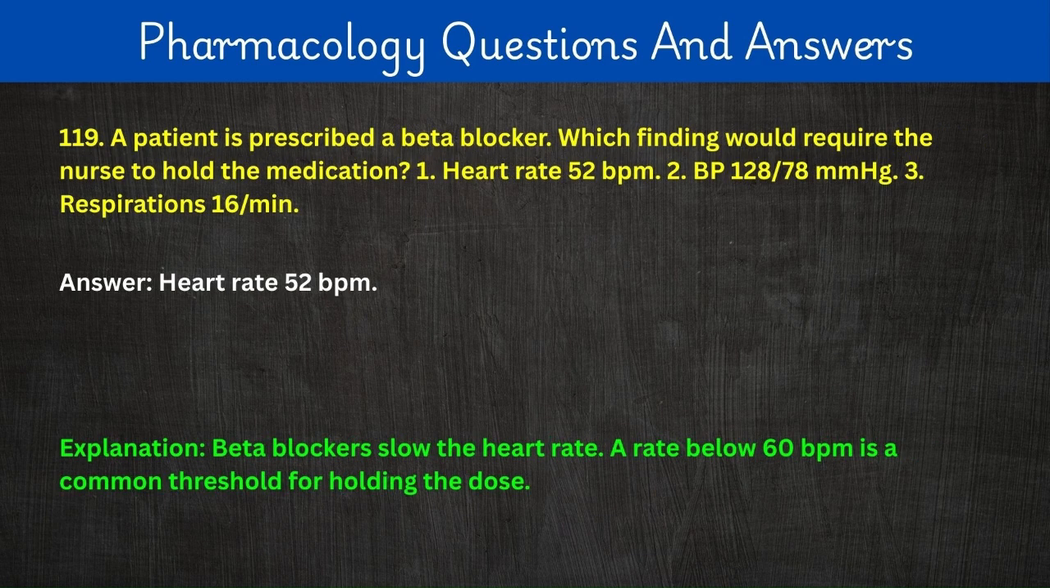119. A patient is prescribed a beta blocker. Which finding would require the nurse to hold the medication? 1. Heart rate 52 BPM. 2. BP 128/78 mmHg. 3. Respiration 16 per minute. Answer: heart rate 52 BPM. Explanation: beta blockers slow the heart rate. A rate below 60 BPM is a common threshold for holding the dose.